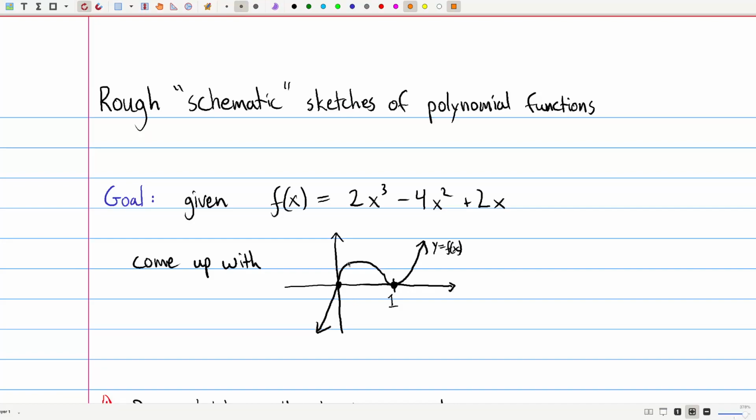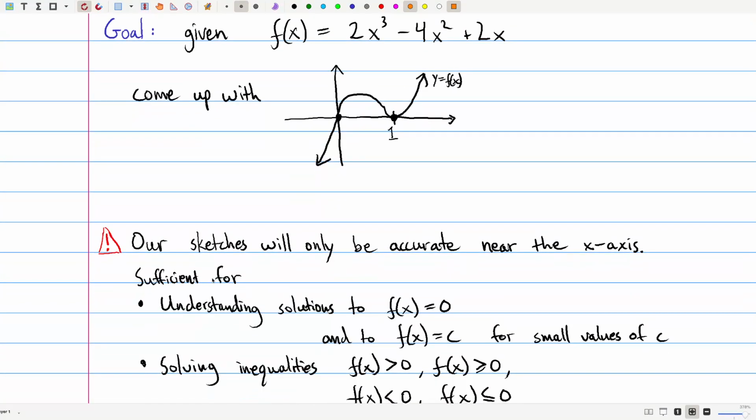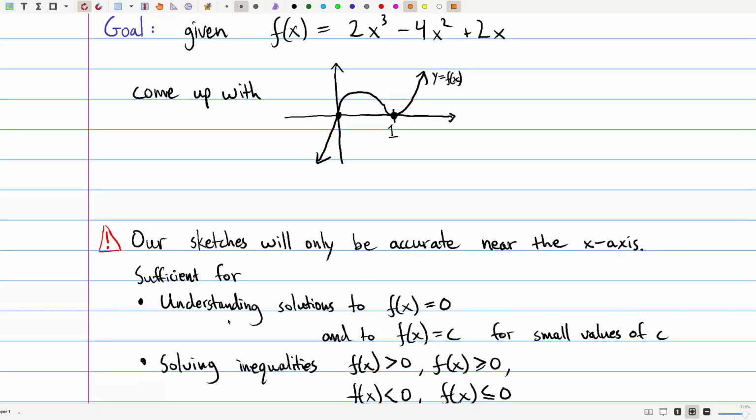what is the behavior of the function between each of the roots, each of those zeros. So our sketches will only be accurate near the x-axis, that's a warning. And this is sufficient for a few purposes. One is understanding solutions to f of x equals 0, because these are represented right there on the x-axis.